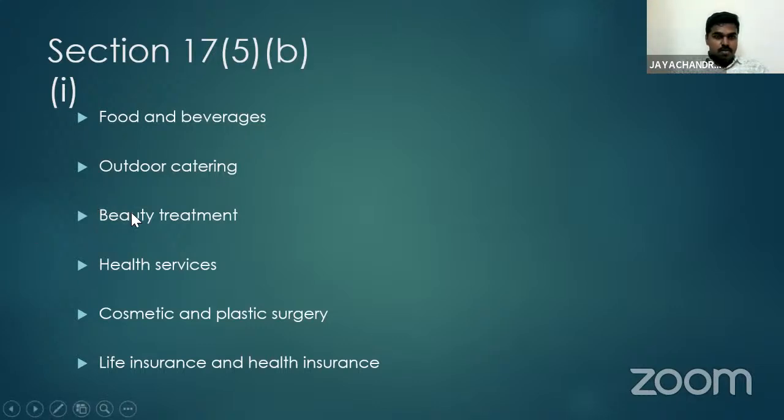Government is saying this beauty treatment, health services, cosmetic and plastic surgery is his personal thing. You should not avail the ITC on these services. Only if it is for business purposes and if it is related to the same line of business, and he is going to generate revenue from the same business or same services he availed, only for that purpose you can avail the ITC.